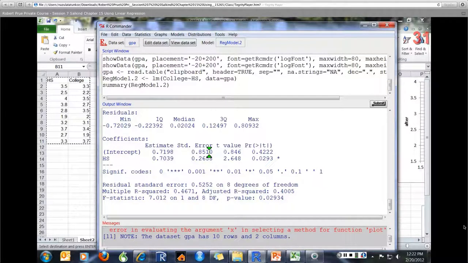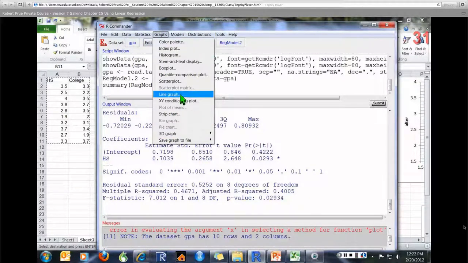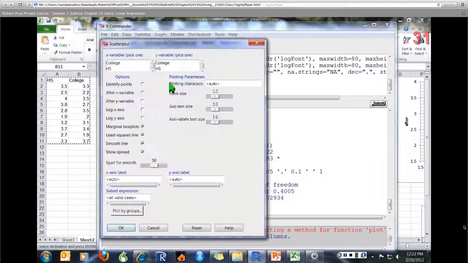Really nice. Let's go ahead and graph it out for us. So what we want to use in our graph is just a nice little scatter plot, one that will give you your line for you.